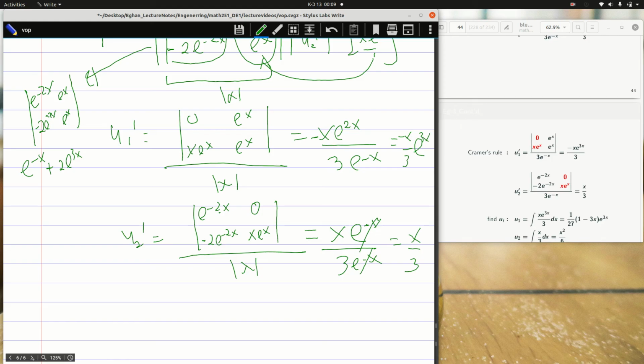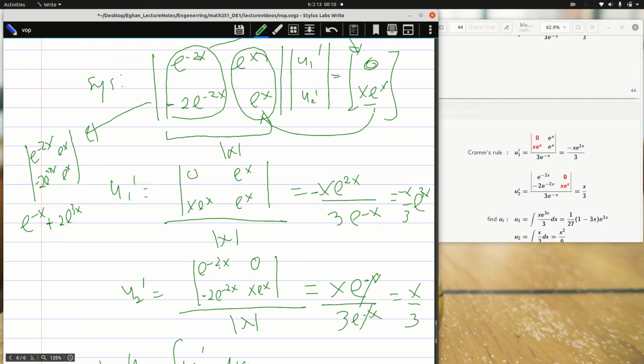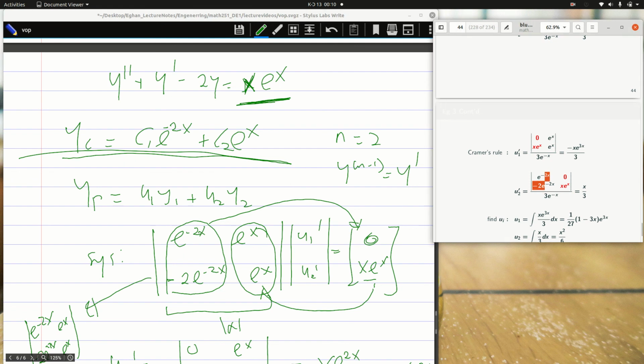And so if I want u1, it is simply the integral of that. It's in terms of x, sorry. If I want u2, it is simply the integral of the u2 prime. And this is how you solve for the variation of parameters. The most important thing is to write your system out. Then you are good to go.